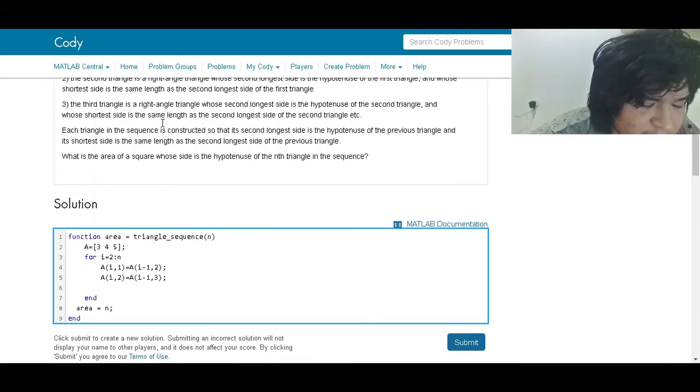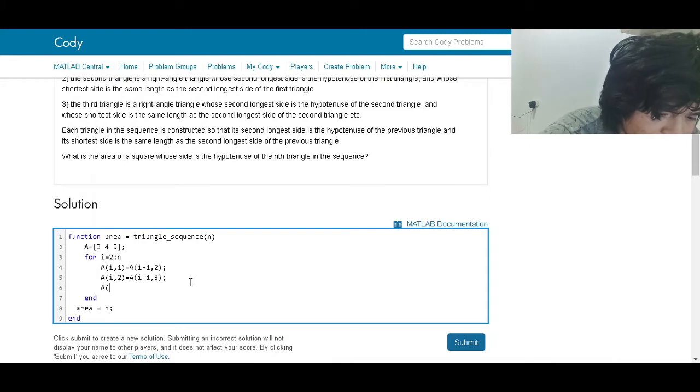So what are we making here? We are saying that the second longest side of the previous triangle is going to be the shortest side of this new triangle. And the hypotenuse of the previous triangle is going to be the second longest side of this new triangle.